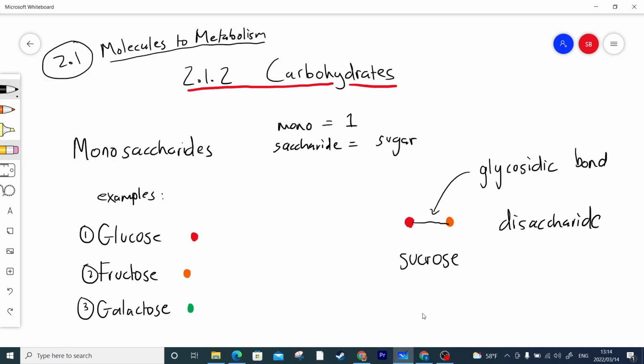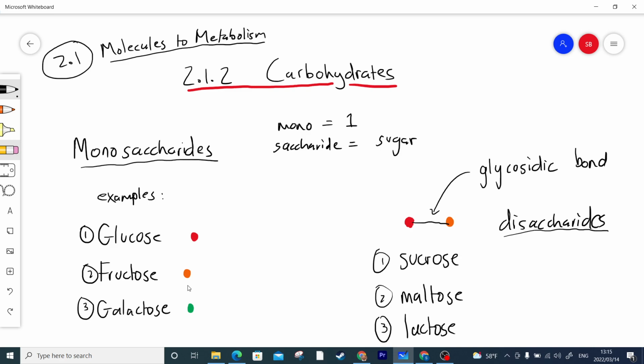You do get something called a polysaccharide. Let's do this somewhere else. Let's do disaccharide examples. We've got sucrose. We had that one earlier, maltose. You get lactose as well. Lactose is made up of a galactose and a glucose molecule. I'm not going to draw that. You can draw that yourself. That's a disaccharide, two sugars.